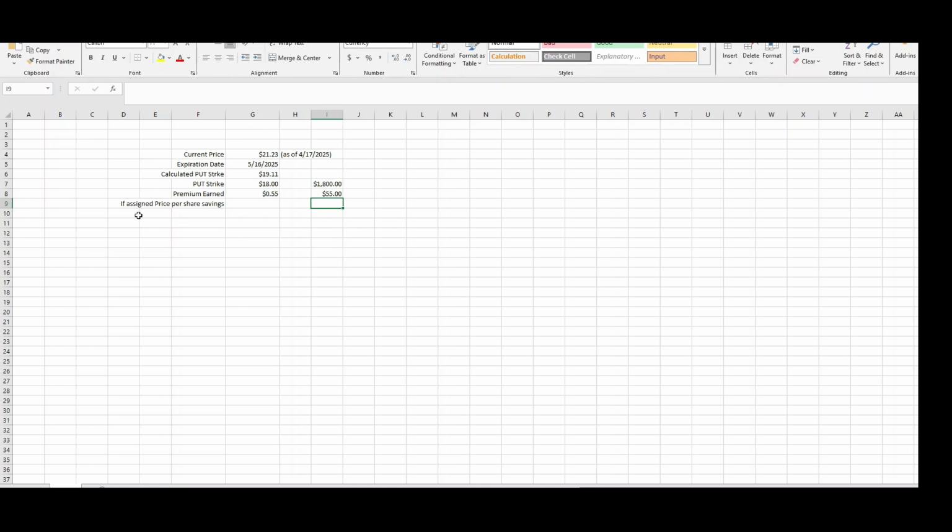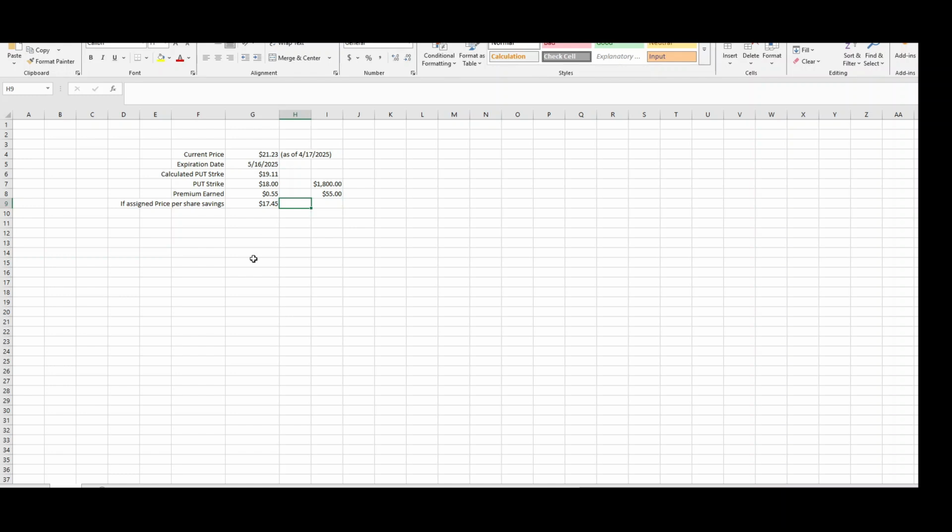Now, if assigned those shares at $18, what are we really getting it at? Well, we pay $18 for it, but we're going to be able to save 55 cents because we earned that in premium. So we can say that the $18 minus the 55 cents means we're actually getting that for $17.45 when you add back in the premium that you've earned.